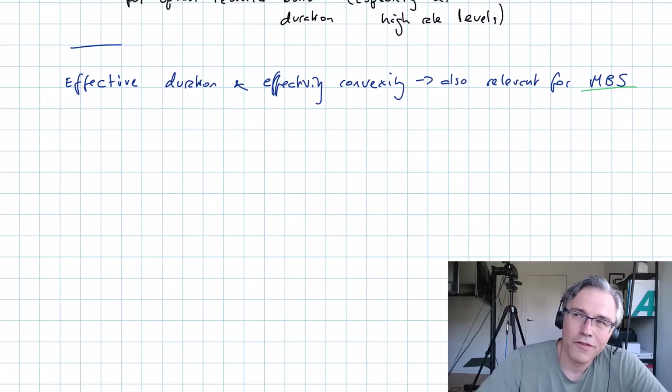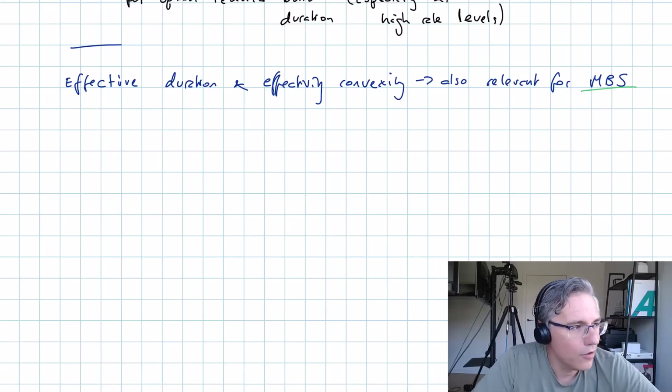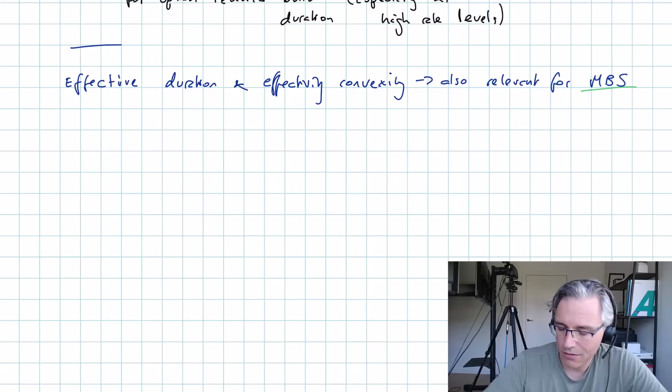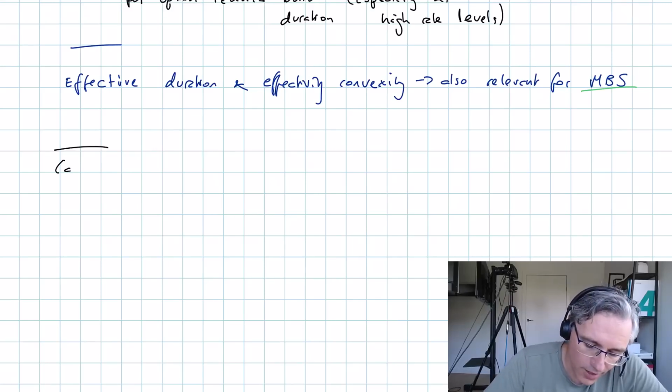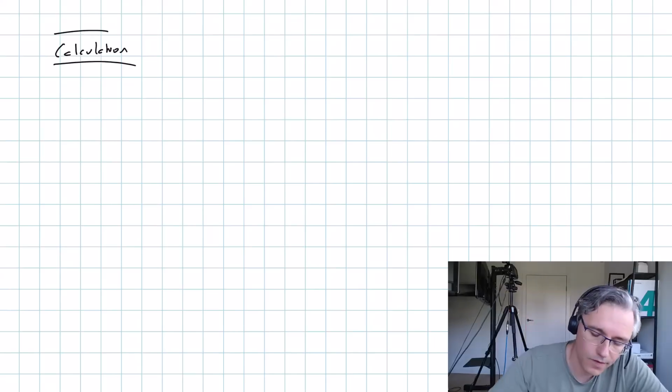So with MBSs, you can think of them as containing an implicit call option. The borrower can repay their loan early and refinance at lower rates. That's why these measures are relevant to these securities as well. Now, for the actual calculation, which I don't expect you to have to do, but if you do, it's relatively easy.